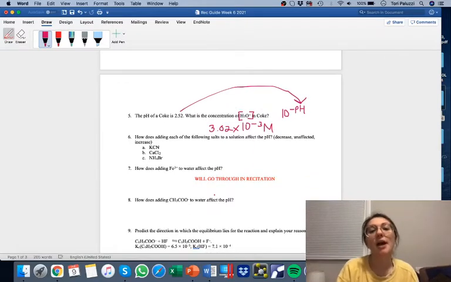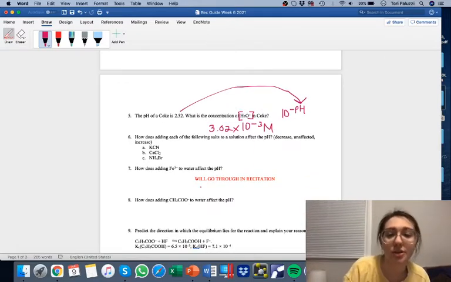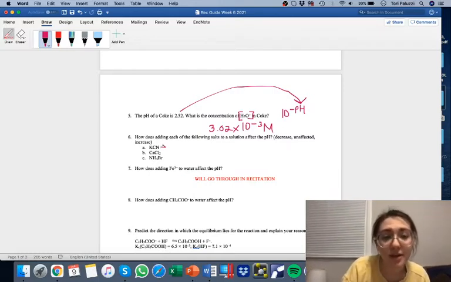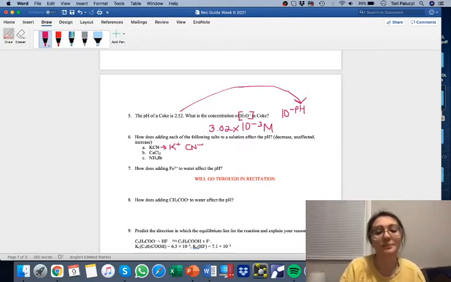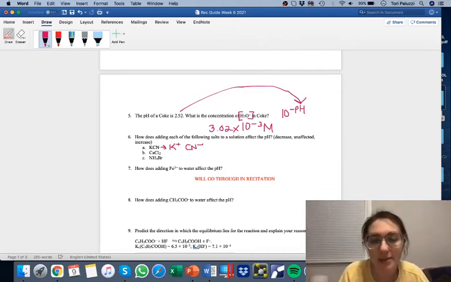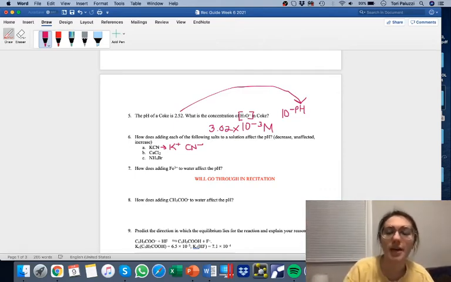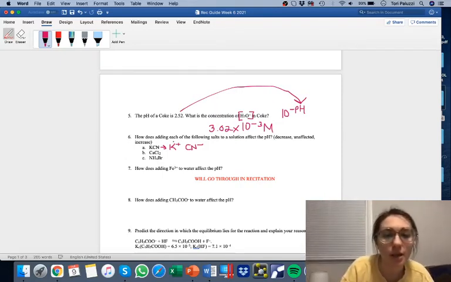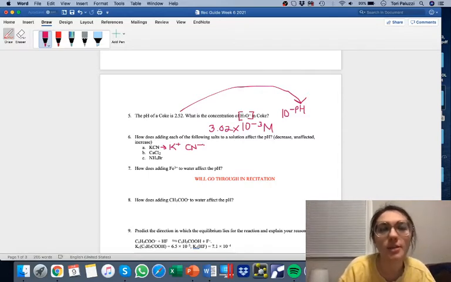Moving on to number 6, how does adding each of the following salts to a solution affect the pH? Best thing to do here is break this down. So I know that KCN is really potassium, and I know that CN minus is cyanide. So when I think of potassium, I'm going to think of a strong base. Things like NaOH and KOH are strong bases. So this came from a strong base. CN minus, or cyanide or hydrocyanide, that's a weak acid.